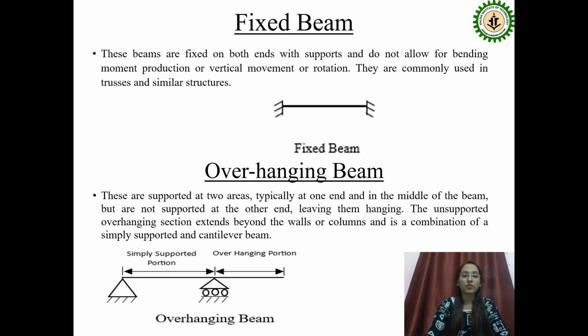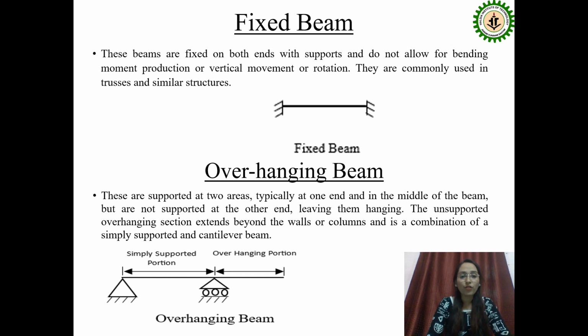Next is fixed beam. As the name denotes, these beams are fixed on both ends with supports and do not allow for bending moment production, vertical movement or rotation. These are commonly used in trusses and similar structures. This type of fixed beam has both ends in fixed support. That is, both sides will generate three reactions.